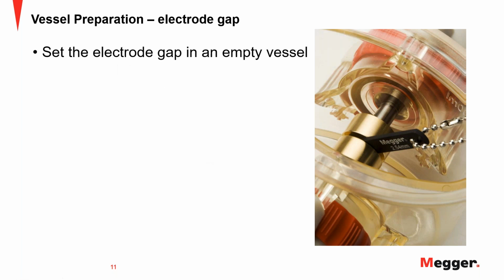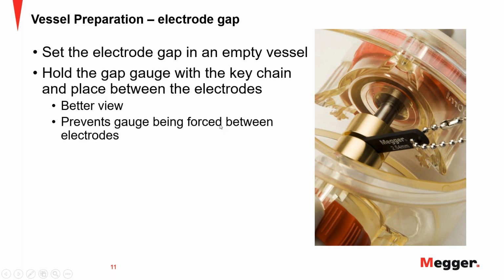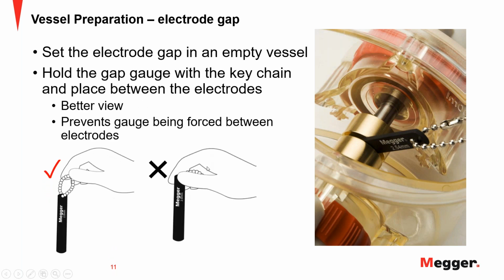Okay, and also, very important point, don't set the electrode gap with oil in the test vessel. Make sure that the test vessel is empty before you're actually going through the process of setting the electrode gap. And the way to do this is to hold the gap gauge with the keychain, okay? This enables a better view of how the actual gauge fits in between the electrodes. You're not obscuring the view, because if you hold the actual gauge, you're obscuring your view, but also you're introducing contamination by touching the gap gauge, which may then contaminate other parts of the vessel.